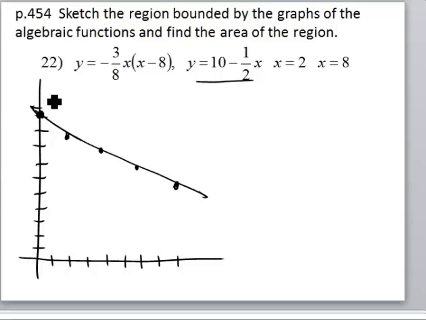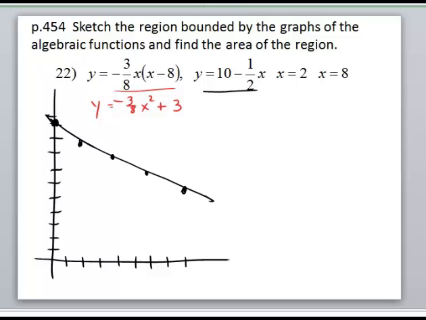So that's the line. And then this other one is a parabola. It's negative 3/8 x squared, and then those cancel plus 3. What does this look like? Well, I'm going to have to finish this up on the next video.